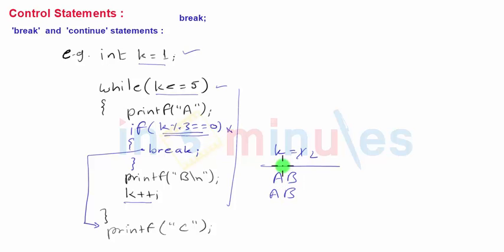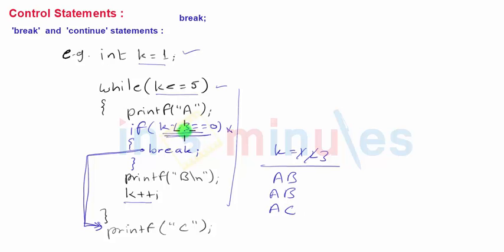Again printf p works, k plus plus occurs, k becomes 3, loop repeats, k less than equal to 5 is true, printf a works. This time k mod 3 condition is true because 3 mod 3 is 0. Because of that, if is true, break will occur and break will take the program control outside the loop and printf c will work. So in this case, by default the loop was supposed to work for 5 iterations, but it stopped after 3rd iteration. This is because if condition was true, break occurred.